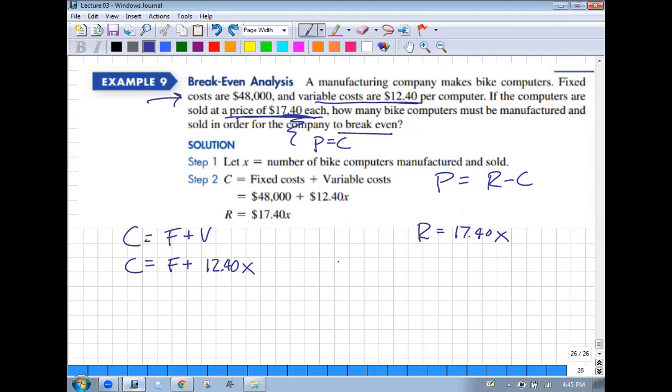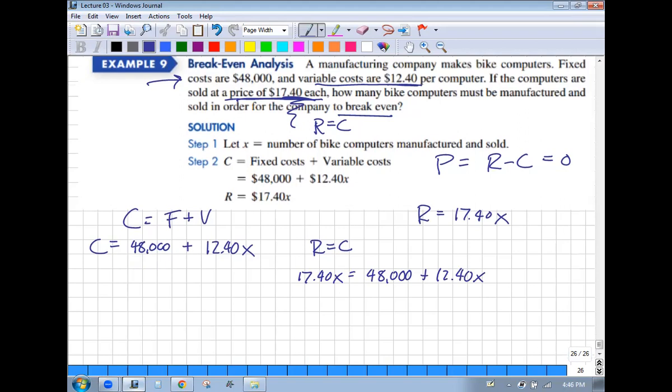The break even is where the revenue is equal to cost, that's when your profit is zero. That's break even. Sorry, I said profit equals cost. It's revenue equals cost. So here's our cost, here's our revenue. If we set these equal to one another, revenue equals cost, we have this. What was our F here? Our fixed cost is 48,000. Go ahead and put that in there. So we set these equal to one another. Our revenue is 1740x, and then our costs are 48,000 plus 1240x.